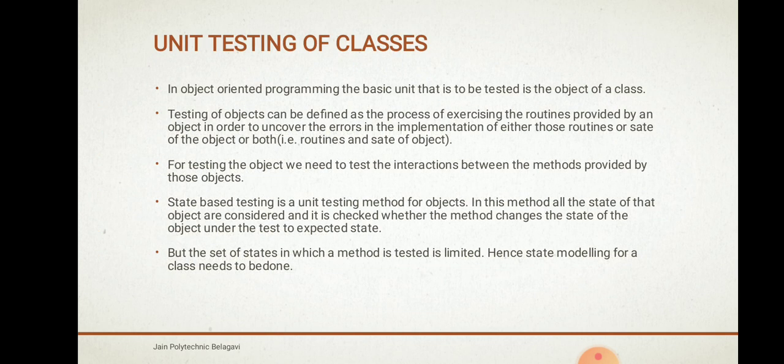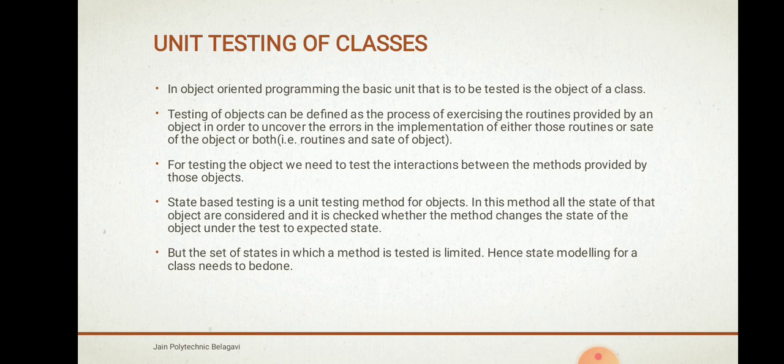Next we'll see what unit testing of classes is. Now how is unit testing conducted for classes? A class, as you know, is an abstract data type. So what is to be tested is the object of the class. Testing objects can be defined as the process of exercising routines provided by an object in order to uncover the errors. So testing of objects can be carried out for testing the classes.